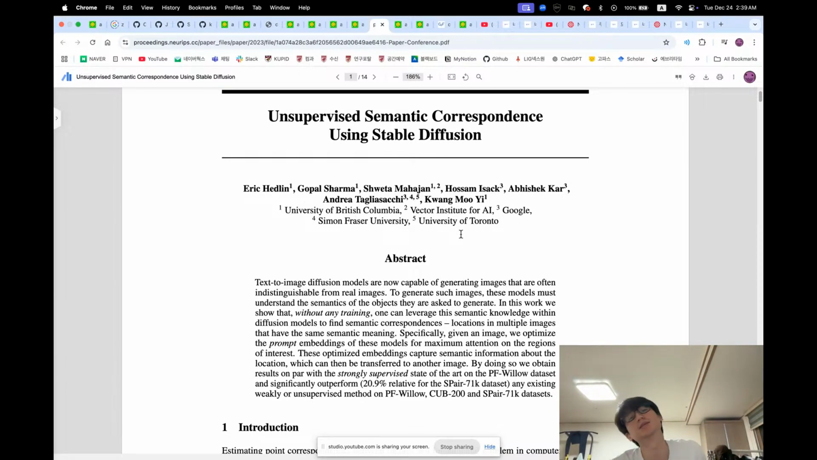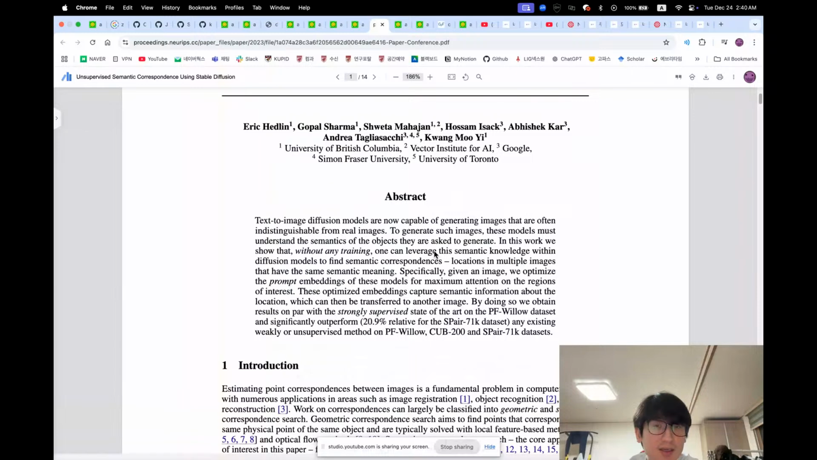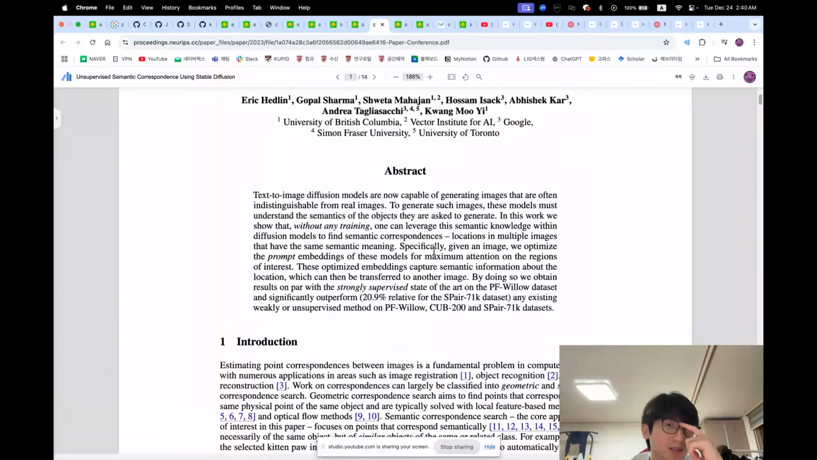So I guess it's using stable diffusion without any learning processes. It's an unsupervised method, and its task is solving the semantic correspondence problem. So let's see. Abstract. Text-to-image diffusion models are now capable of generating images that are often indistinguishable from real images. It means that they're really good at making new images that are really indistinguishable.